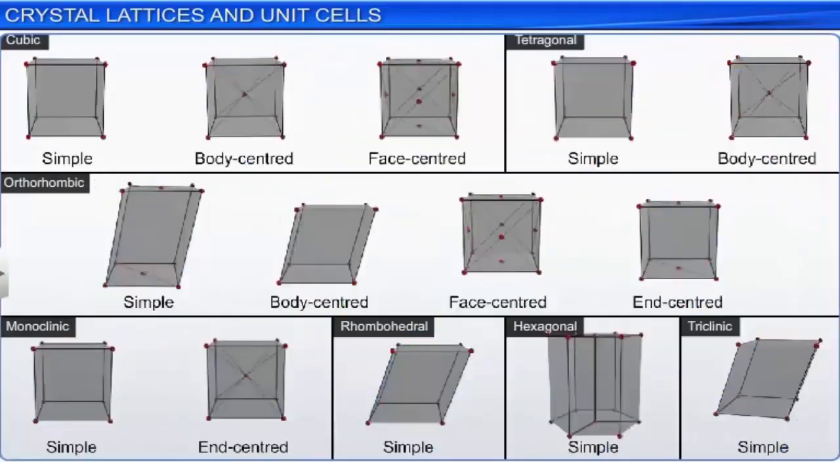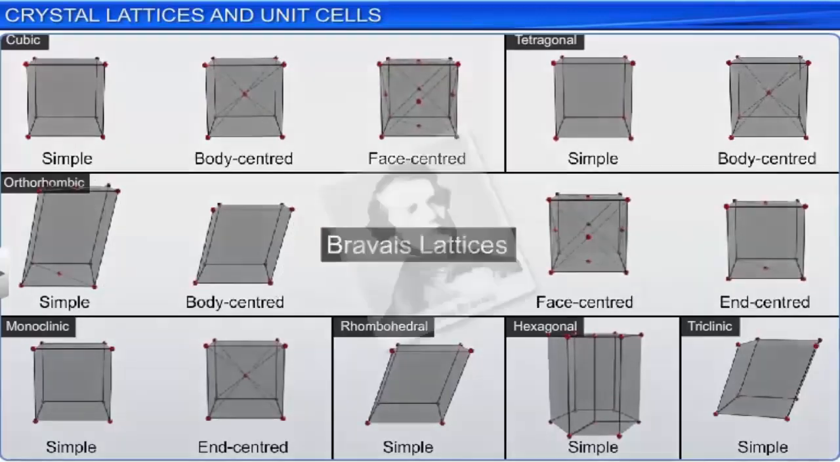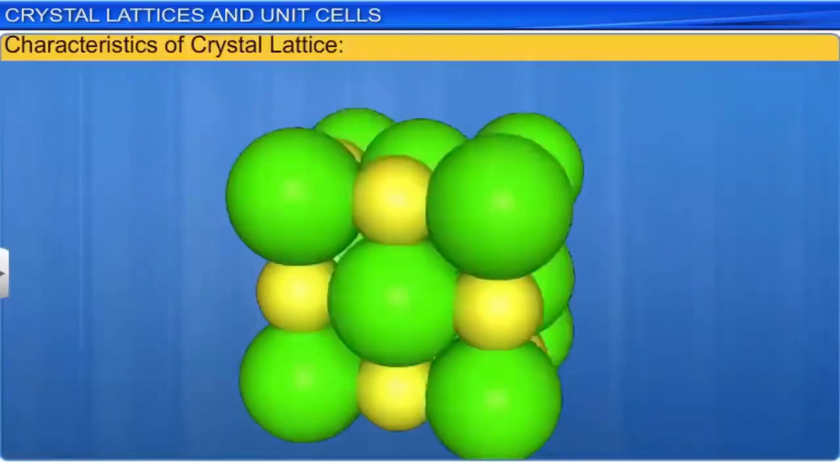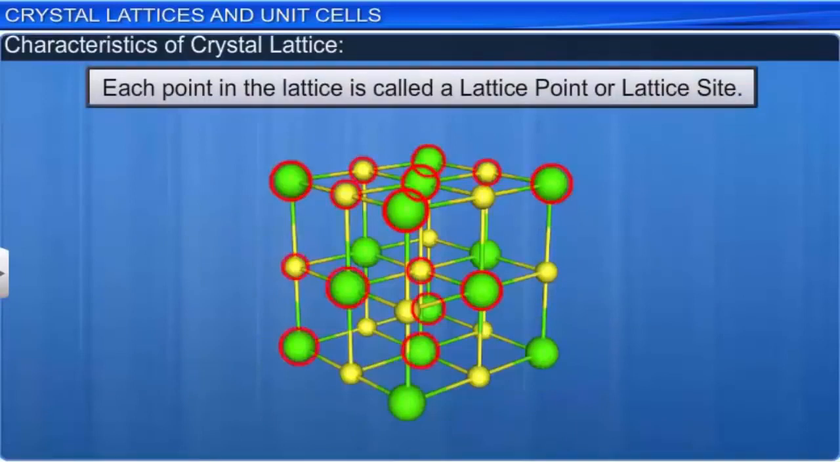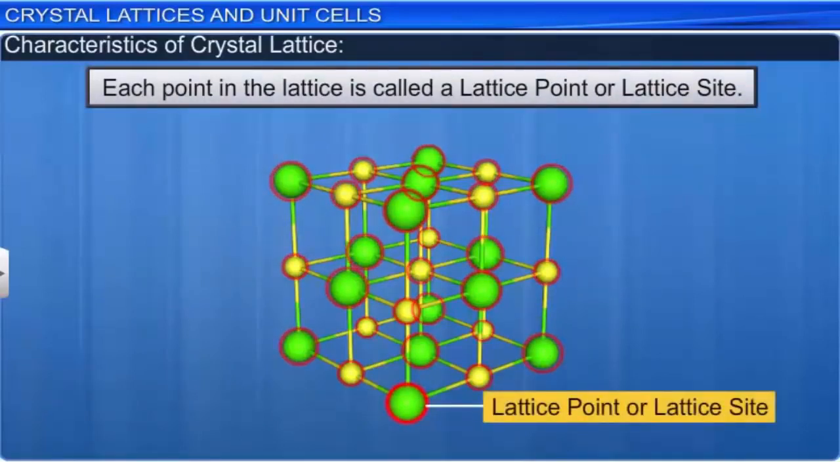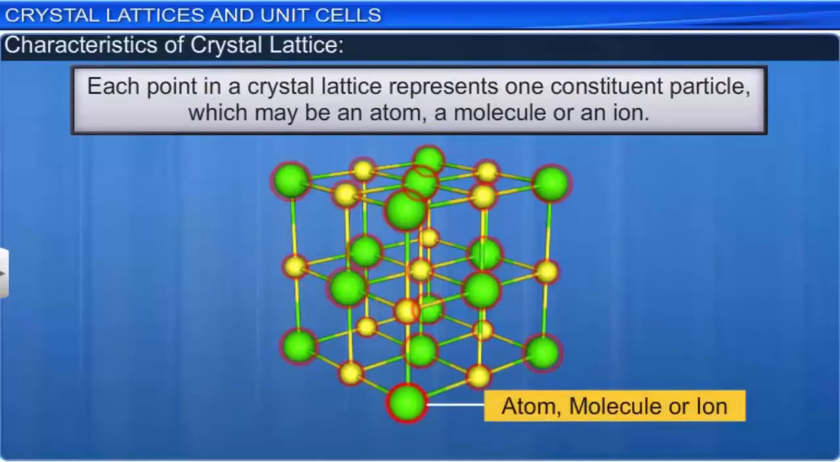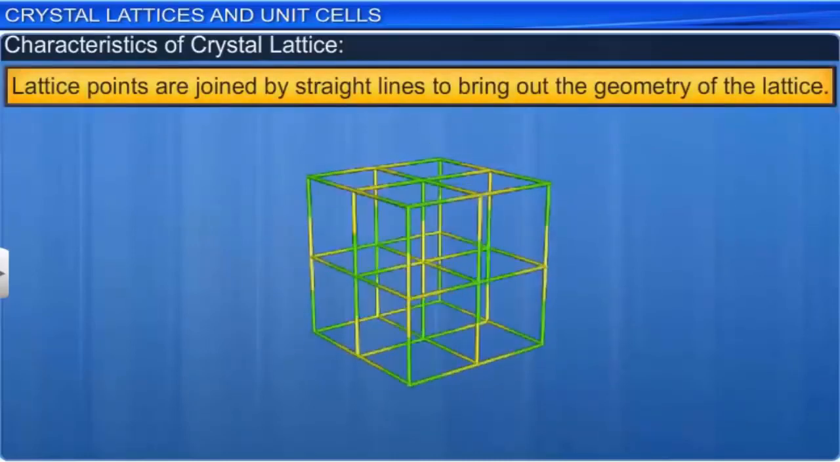There are only 14 possible three-dimensional lattices and are called Bravais lattices, after Auguste Bravais, a French mathematician who first described them. Now let's look at the characteristics of a crystal lattice. Each point in a lattice is called a lattice point or lattice site. Each point in a crystal lattice represents one constituent particle, which may be an atom, a molecule, or an ion. Lattice points are joined by straight lines to bring out the geometry of the lattice.